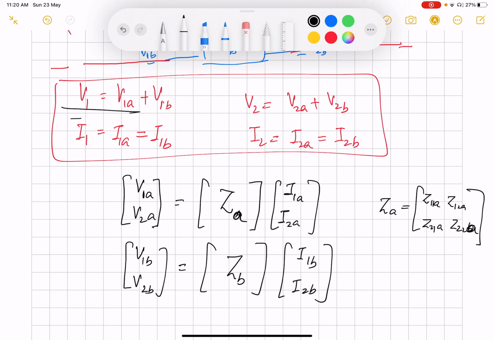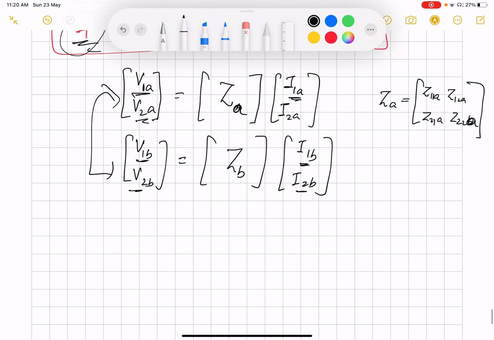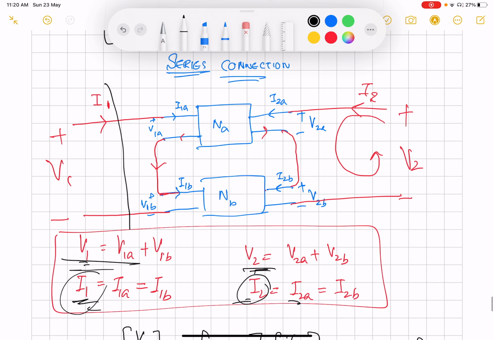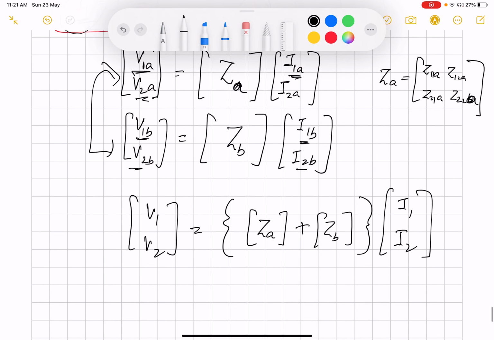So from this relationship, we can easily see that if we add these two equations up, on the left hand side, we will get V1 and V2, because V1 is equal to V1A plus V1B, and V2 is V2A plus V2B. And then we can take I1 and I2 common on the right hand side, because I1 is equal to I1A is equal to I1B, and I2 is equal to I2A is equal to I2B. And what we get essentially is on the left hand side V1, V2, and on the right hand side ZA plus ZB, times I1, I2. So overall, for the overall two port network, where V1 is the input port, V2 is the output port, if you connect the two port networks in series, the Z parameters are added up. Right, that is the relationship between the two port networks.